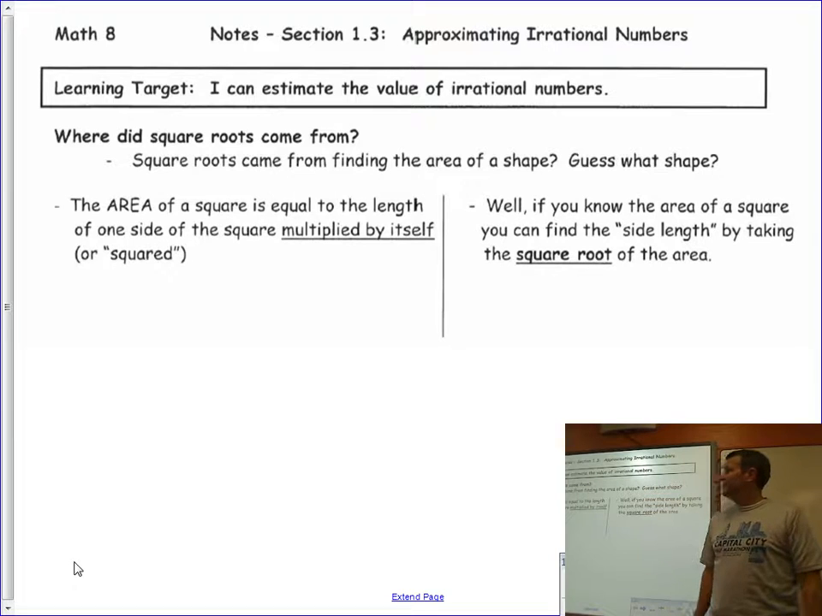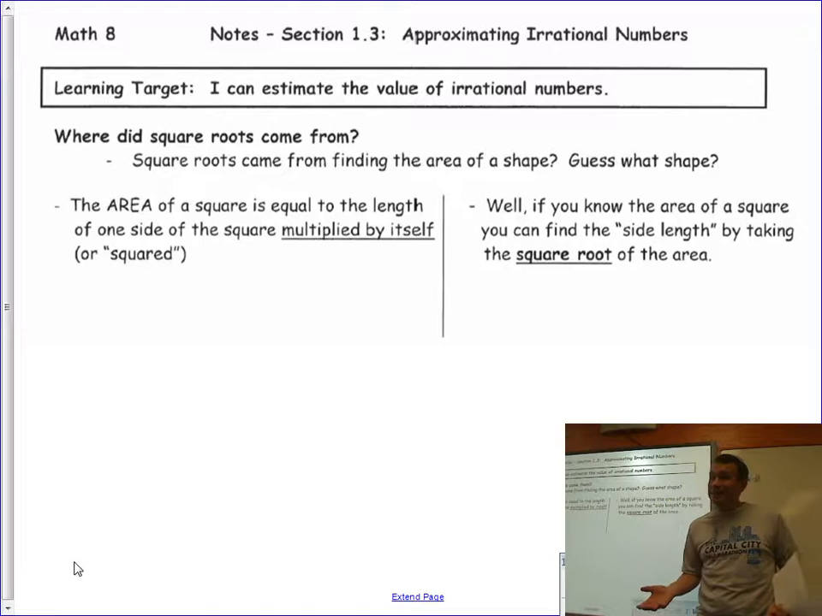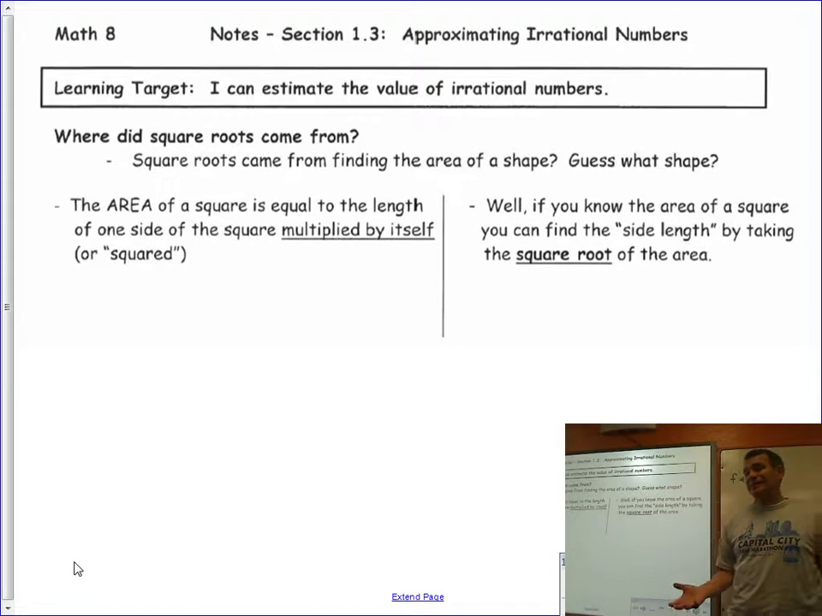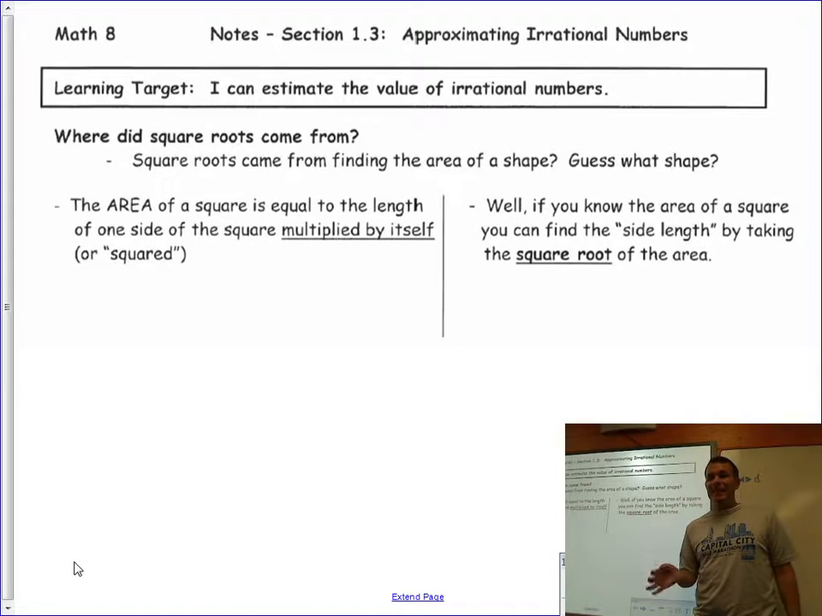The target here is that we can estimate the value of irrational numbers, right? You know there are three types of irrational numbers that we talked about last section. You got pi, which most people already know how to estimate. You've got decimals that make a pattern but not a repeating pattern. So to estimate those, you would just round them to a certain decimal point.